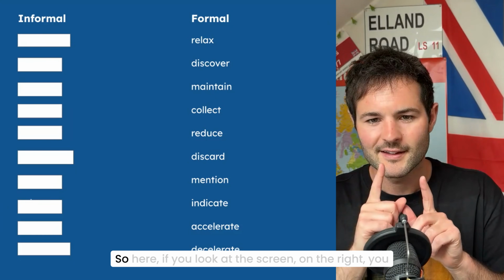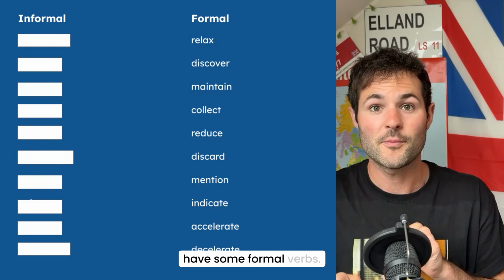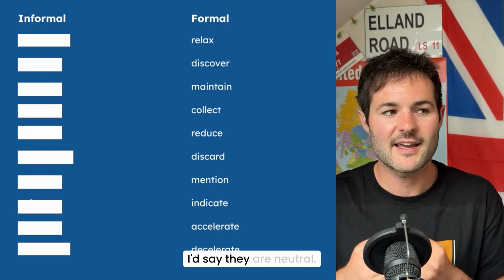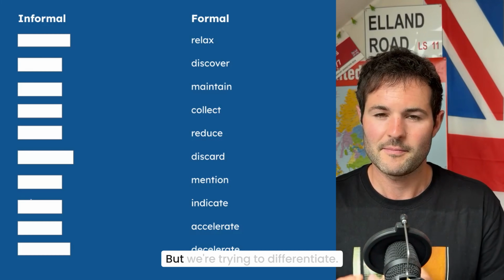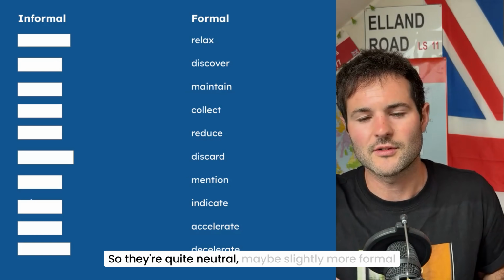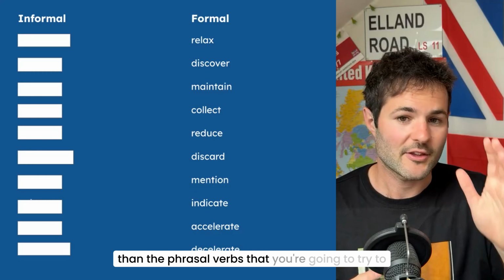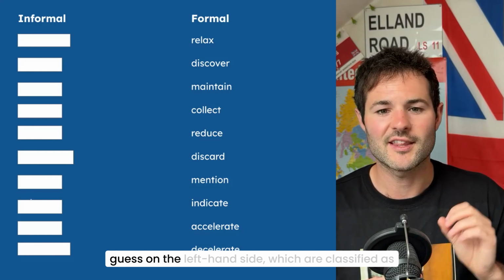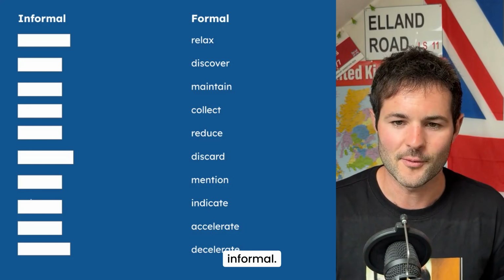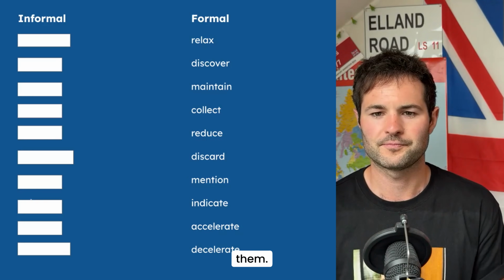So, here, if you look at the screen, on the right, you have some formal verbs. To be honest, they're not exactly formal. I'd say they are neutral. But we're trying to differentiate. So they're quite neutral, maybe slightly more formal than the phrasal verbs that you're going to try to guess on the left-hand side, which are classified as informal. And they're all pretty common, so let's go through them.